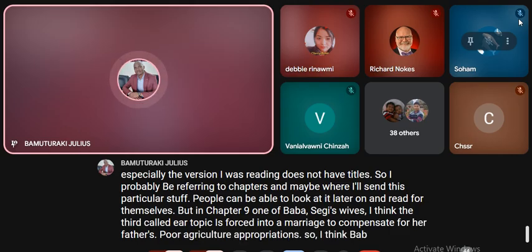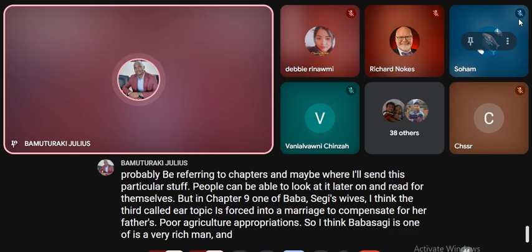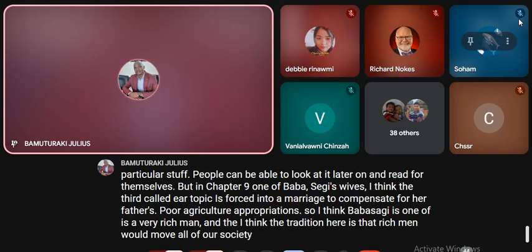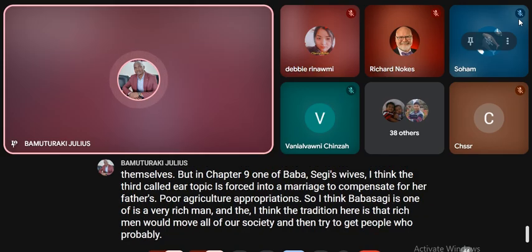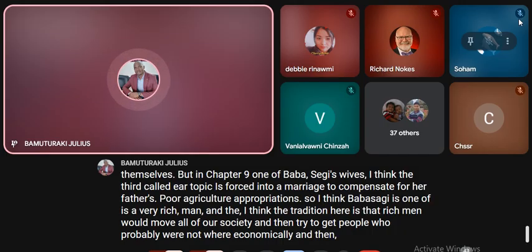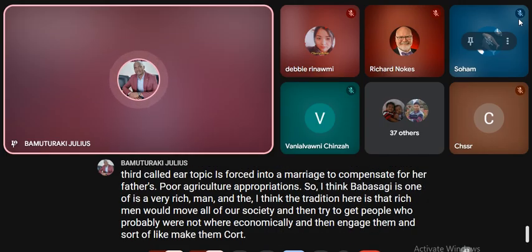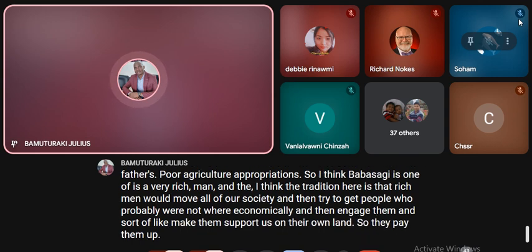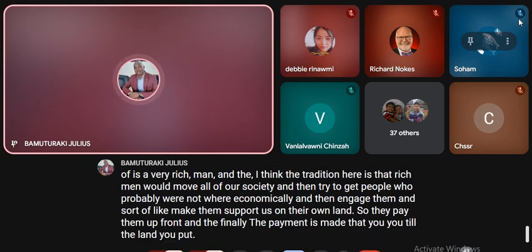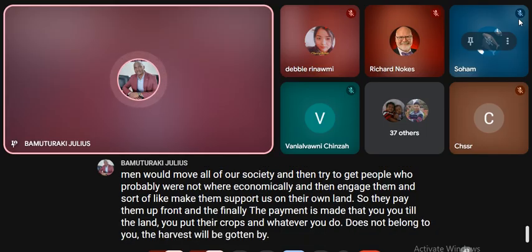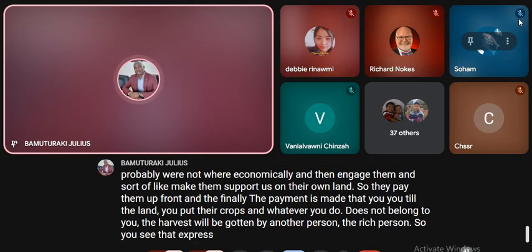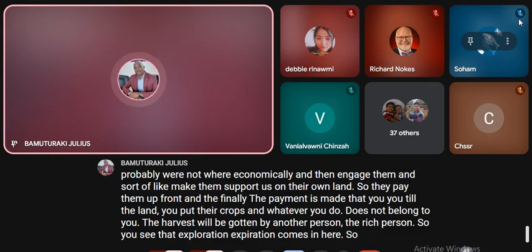So I think Baba Segi is a very rich man, and I think the tradition here is that rich men would move all over society and try to get people who probably were not well off economically, and then engage them and make them squatters on their own land. So they pay them upfront, and the arrangement is that you till the land, you plant their crops, and whatever you do does not belong to you. The harvest will be taken by another person, the rich person. So you see that exploitation comes in here.